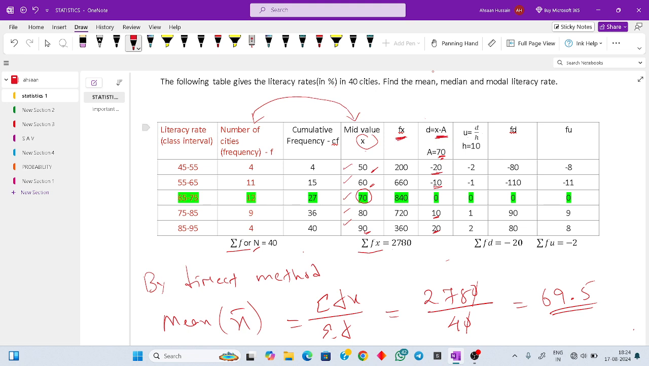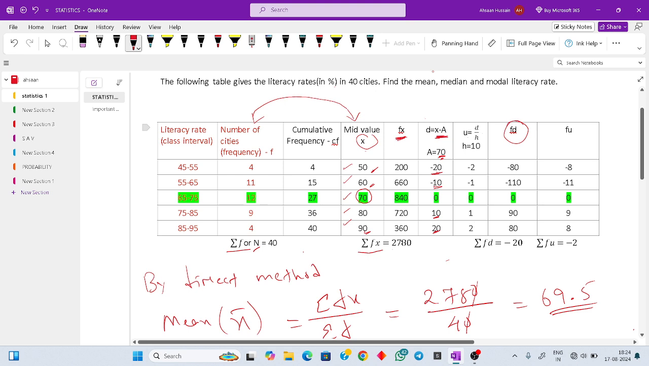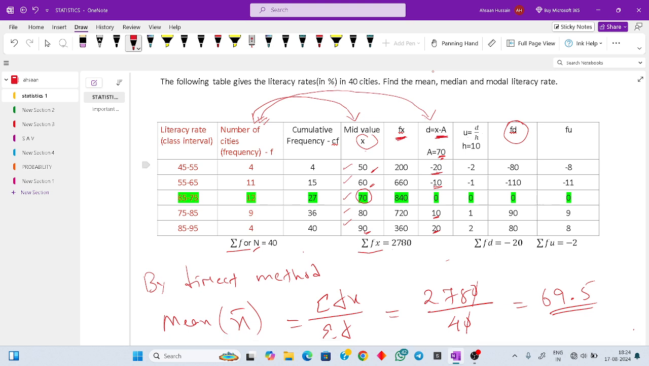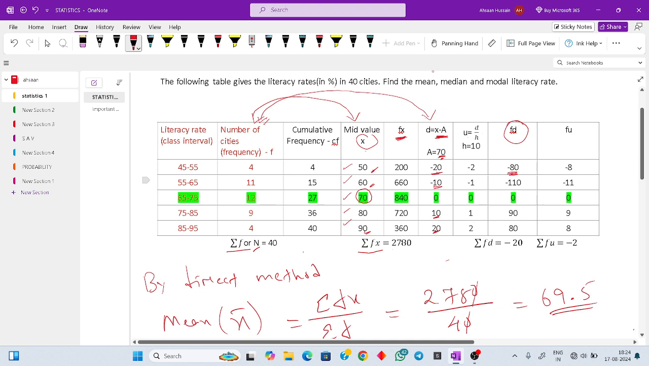Now this column itself is not important. We need this column FD. That means F multiplied by D. So the frequency is 4 and the value of D is minus 20. So 4 multiplied by negative 20 is negative 80. Similarly, 11 multiplied by negative 10 is negative 110. 12 multiplied by 0 is 0. And 9 multiplied by 10 is 90. 4 multiplied by 20 is 80.